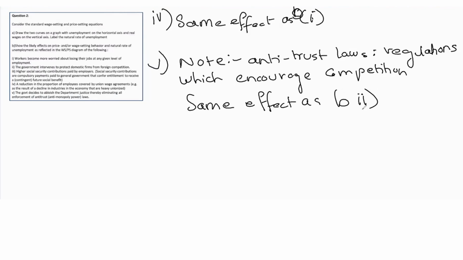So again, same effect as B2. The crux here is that the price setting curve shifts because of changes in markup, and these could be due to changes in non-wage cost of firms or due to changes in competition. The WS curve shifts because of changes in Z, which includes factors that affect workers' bargaining power for a given unemployment rate. There are different factors that can affect your bargaining power, like the level of unionization, minimum wages, worker protection laws, and unemployment insurance. All these factors that affect the bargaining power cause the variable Z to change, which causes the wage setting curve to shift.